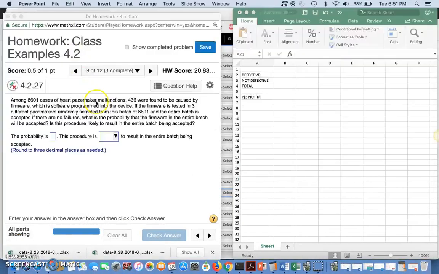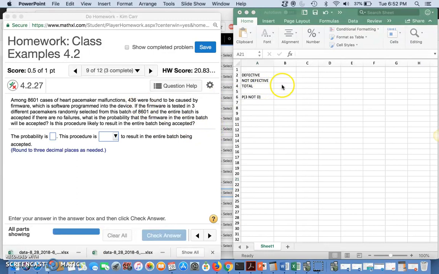Okay, let's look at our actual problem. It says among 8,601 cases of heart pacemaker malfunction, 436 were found to be caused by firmware, which is a software program in the device. If the firmware is tested in 3 different pacemakers randomly selected from this batch of 8,601, and the entire batch is accepted if there are no failures, what is the probability that the firmware for the entire batch will be accepted? Is this procedure likely to result in the entire batch being accepted?